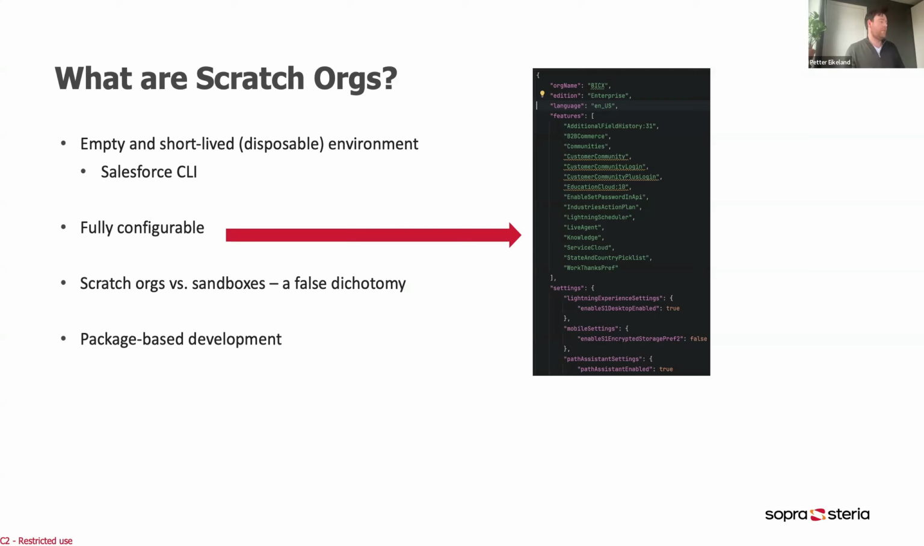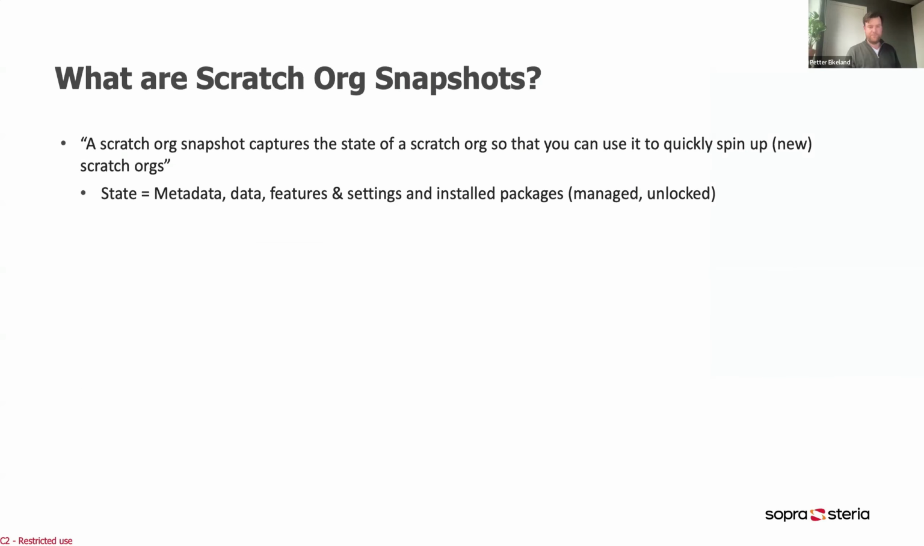So with that ado, what's the problem with Scratch orgs then? Why do we need the Scratch Org Snapshots? Well, the problem is that it takes a lot of time to make it production-like, given that it's created empty. So that's where the Scratch Org Snapshots come in.